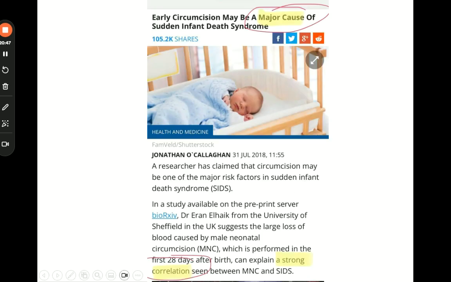Now, here, look at this. Here's an article from a website. Early circumcision may be a major cause of sudden infant death syndrome. However, when you actually read the article, it says blah, blah, blah can explain a strong correlation.